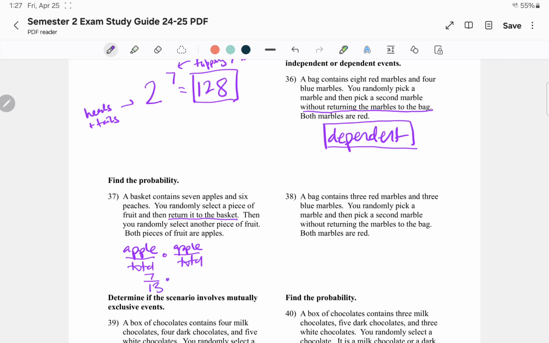And now for our second event, remember, because you've returned the piece to the basket, you haven't eaten it, it is still going to be 7 over 13. It's not going to change, right? Independent does not change. Dependent, it does change, okay?